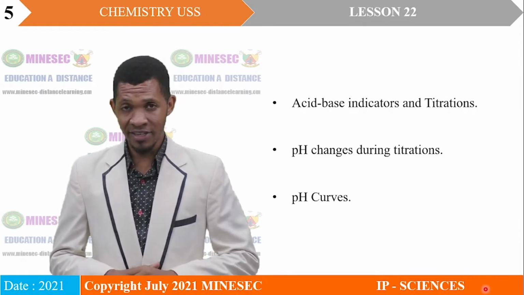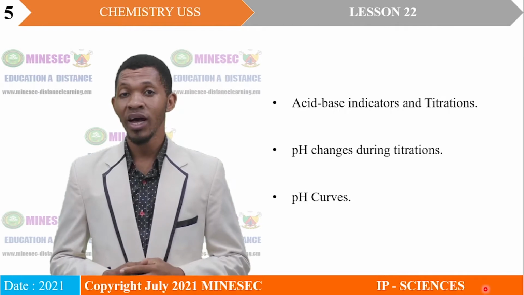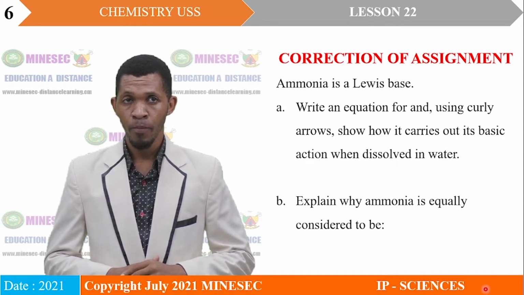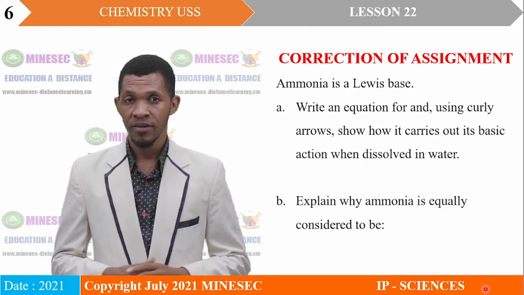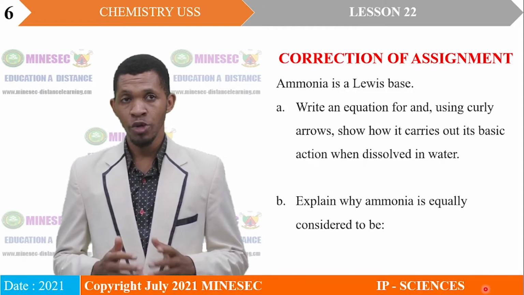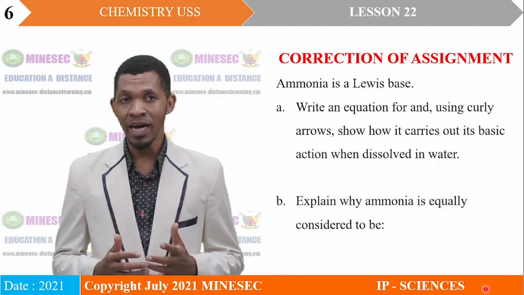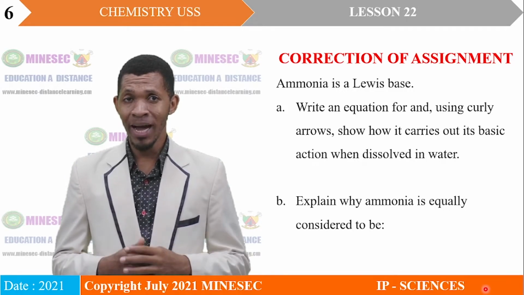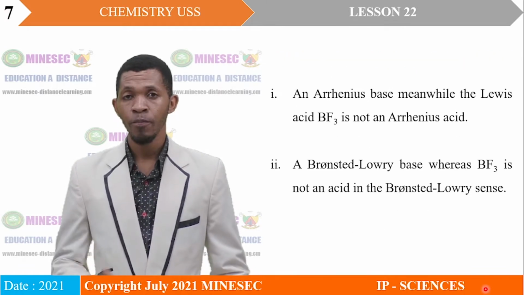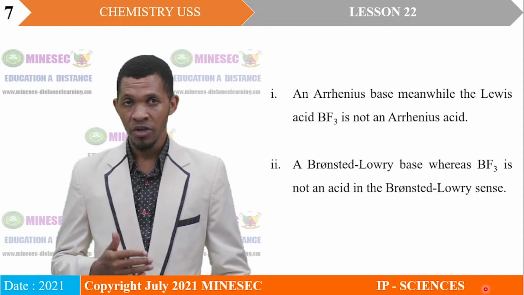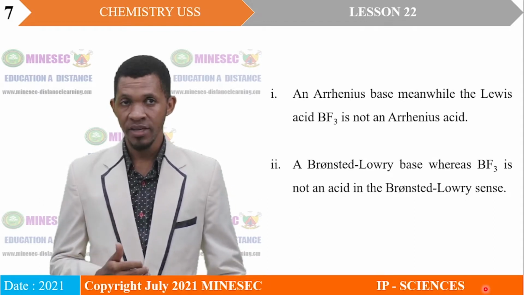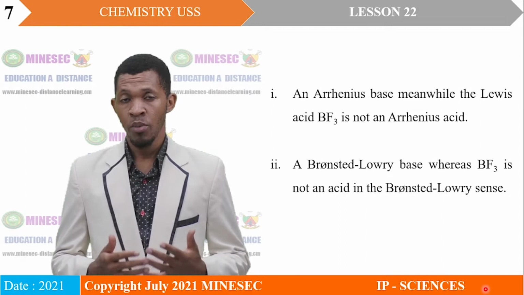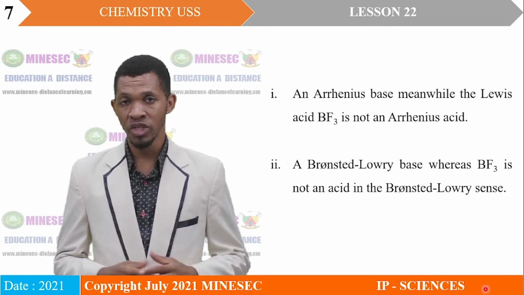Before beginning today's lesson, I would like us to correct the assignment we had at the end of our previous lesson. Correction of assignment. Ammonia is a Lewis base. A. Write an equation for and using curly arrows show how it carries out its basic action when dissolved in water. B. Explain why ammonia is equally considered to be, Roman 1, an Arrhenius base. Meanwhile, the Lewis acid, boron trifluoride, is not an Arrhenius acid. Roman 2, a Bronsted-Lowry base, whereas boron trifluoride is not an acid in the Bronsted-Lowry sense.